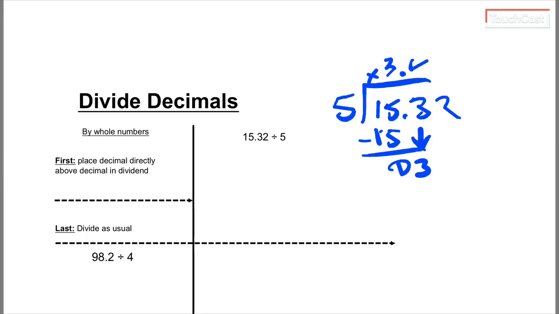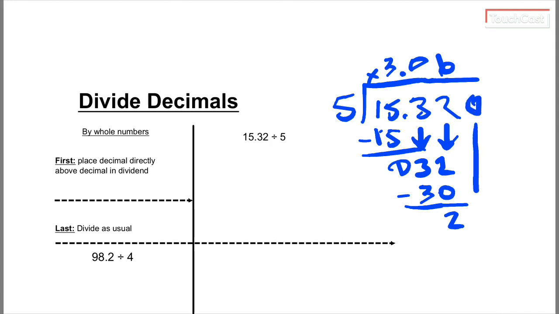5 does not go into 3, so we have to add a 0 here at the top, which means that we'll also bring down the 2. 5 goes into 32 6 times. 5 times 6 is 30. We subtract, we get 2. Normally this is where you would stop. However, since we are converting this into a decimal, we have to keep adding zeros.